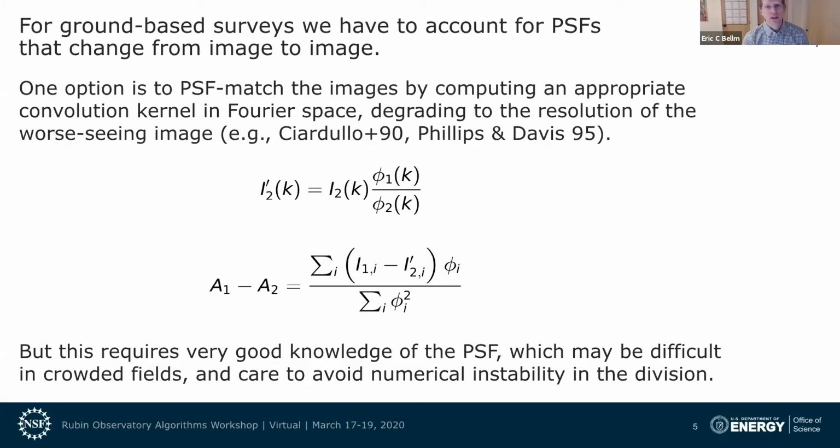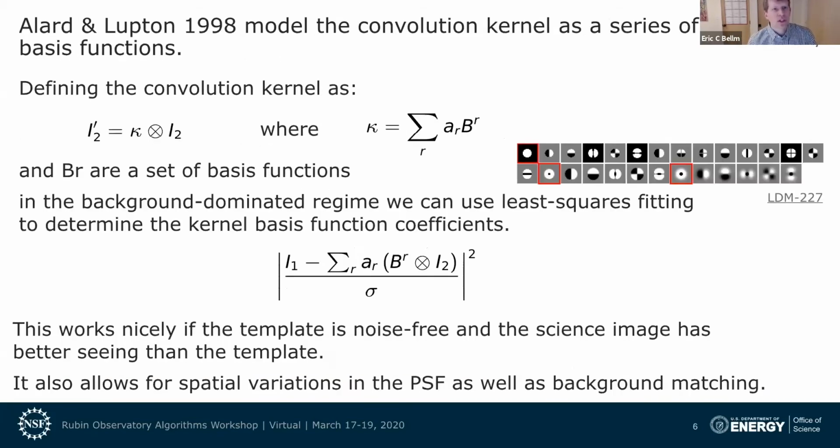And of course, this requires that you know those PSFs relatively well, which can be challenging in crowded fields. And there are various kinds of numerical difficulties that can make this somewhat unstable. So then, of course, Alard and Lupton in 1998 suggested that instead we model that convolution kernel as a sum of a set of basis functions, which can be complete, although typically people are using a truncated subset of that. And then you can use least squares to solve for the coefficients of the basis functions.